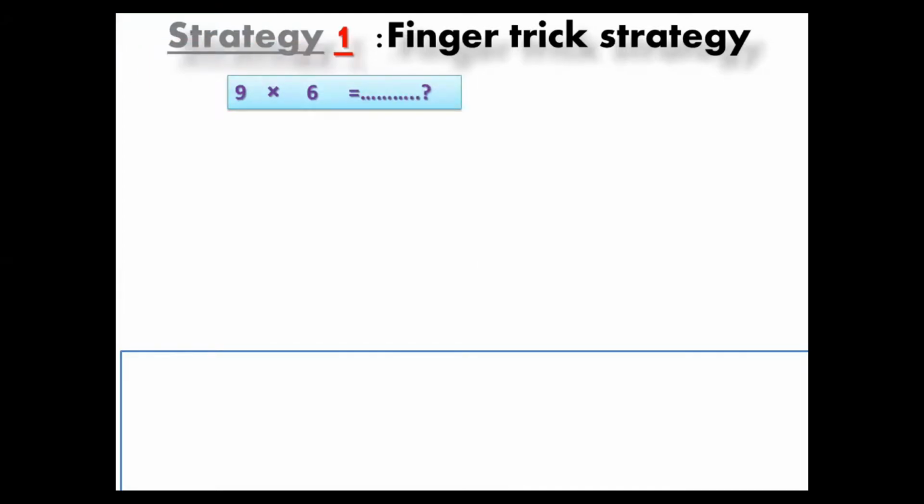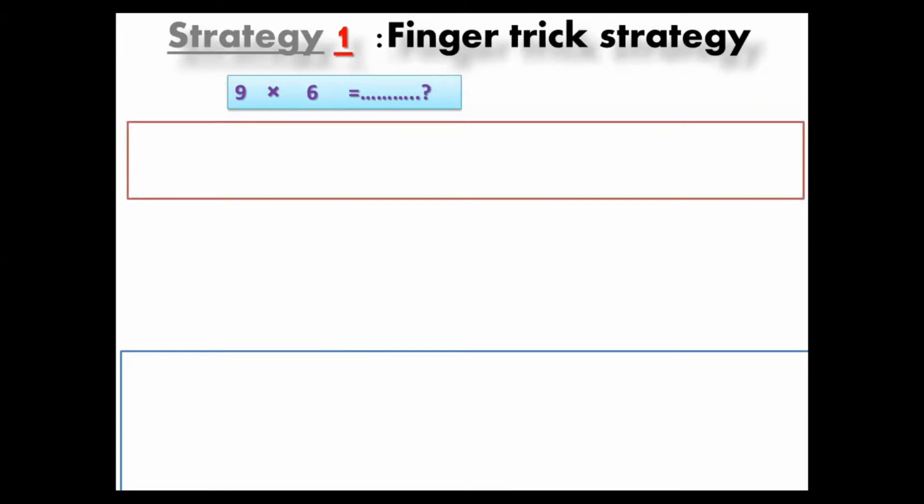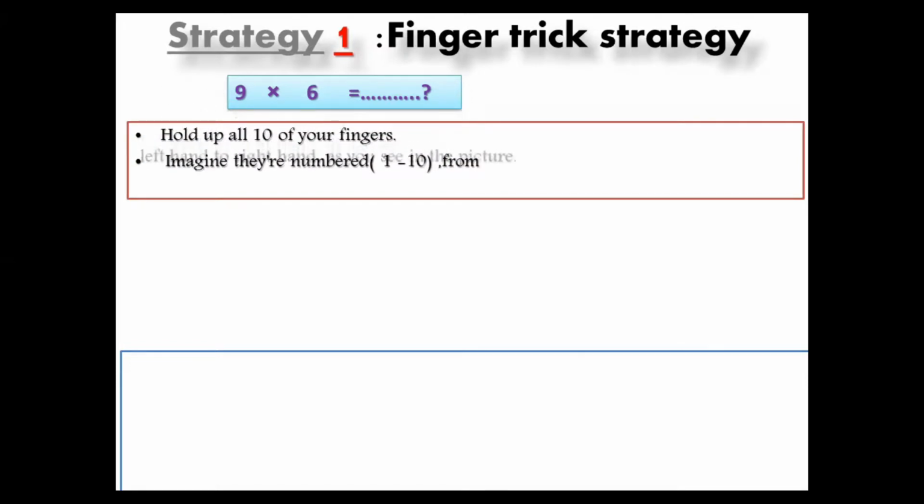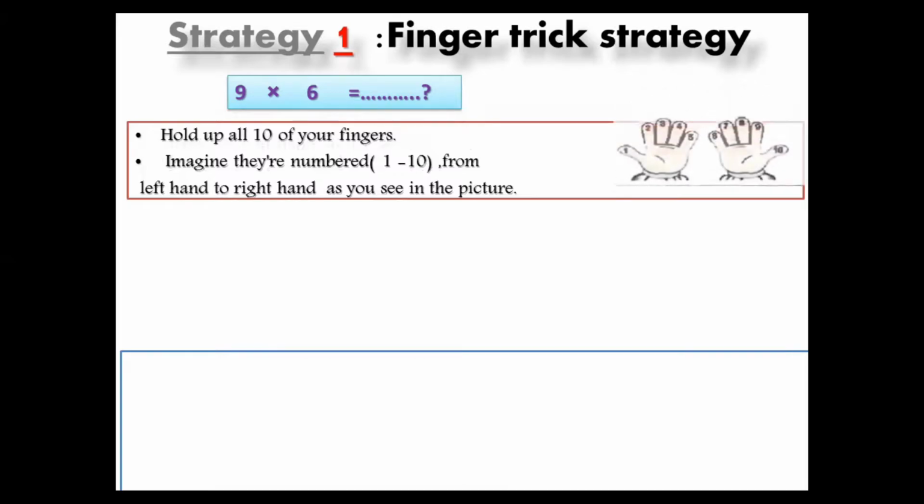Here I want to get the product of 9 by 6 using the finger trick strategy. Let's see how we can do this. In this strategy we have 4 steps to get the product. Let's see the first step. You will hold up all 10 of your fingers as you see in these pictures.